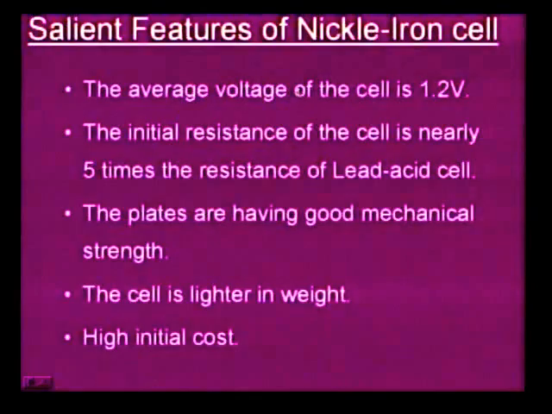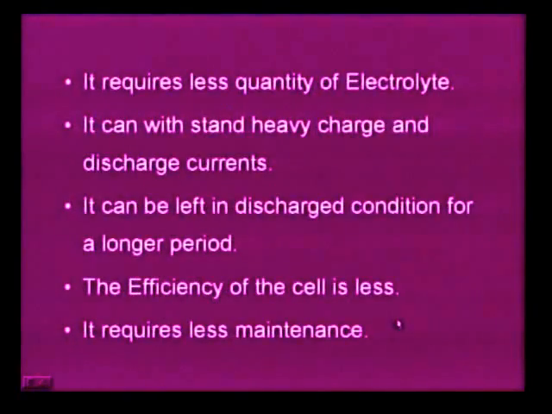The average voltage of nickel iron cell is 1.2 volts. The initial resistance of the cell is nearly 5 times the resistance of lead acid cell. The plates have good mechanical strength. The cell is lighter in weight, but its initial cost is high. It requires less quantity of electrolyte as compared to lead acid cell. It can withstand heavy charge and discharge currents.